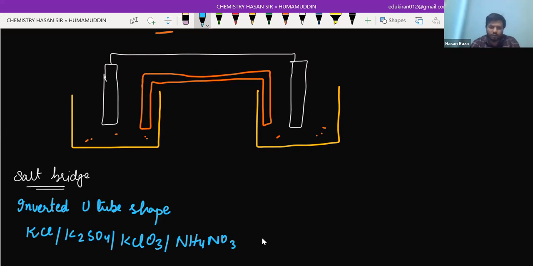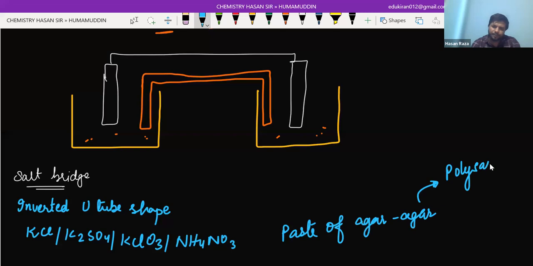and also a paste of agar-agar solution. What is this agar-agar? Agar-agar is basically a polysaccharide. You will study about this polysaccharide in biomolecules. This is filled in the salt bridge.